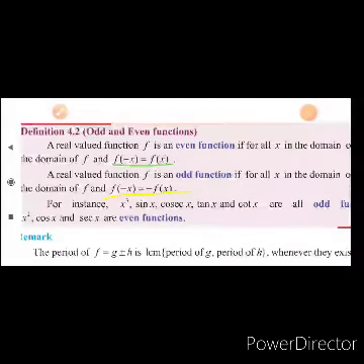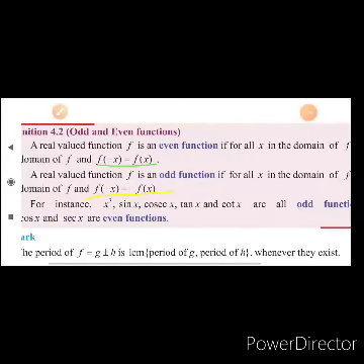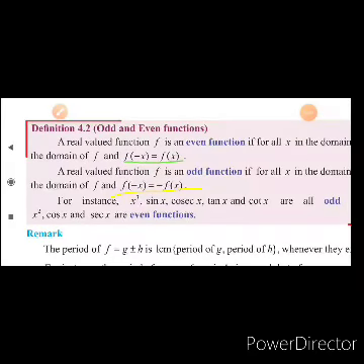For instance, x cube, sin x, cosecant x, tan x, cot x are all odd functions, whereas x square, cos x, secant x are even functions. X cube, sin x, cosecant x, tan x, cot x are all odd. X square, cos x, secant x are even.